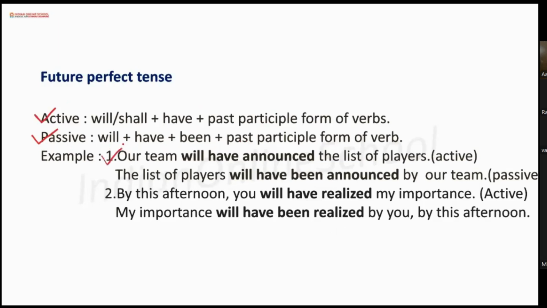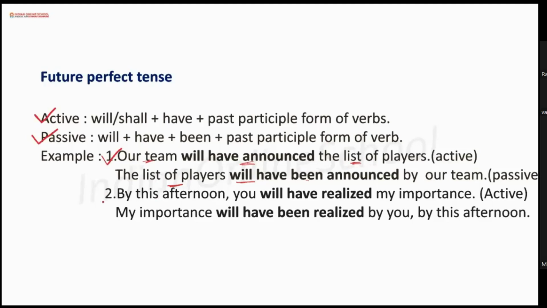So the example one, we'll read the example one. Adi, can you please read the example one for me? Sure, ma'am. Our team will have announced a list of players. Here, our team is the subject, will have announced is the verb, and the list of players is the object. So when you transfer, this object becomes the subject. So what will come first? List of players. Very good. Then will come, will have been announced by our team. Okay.